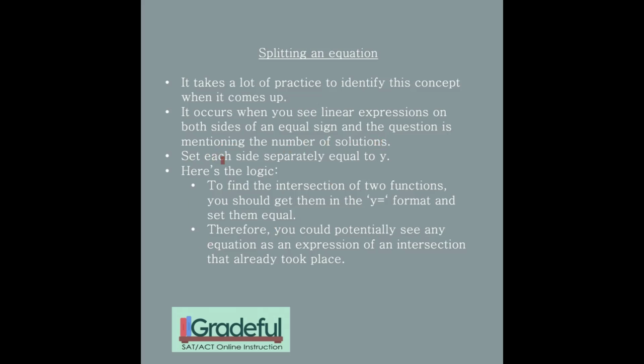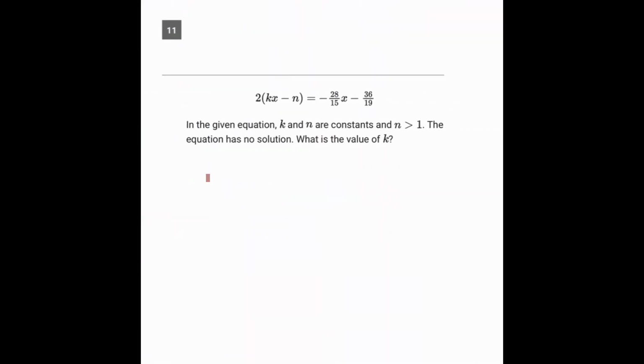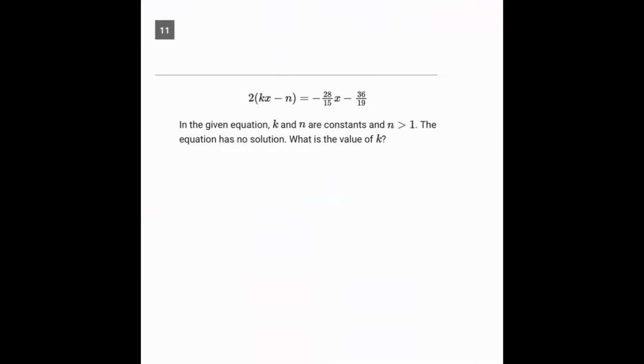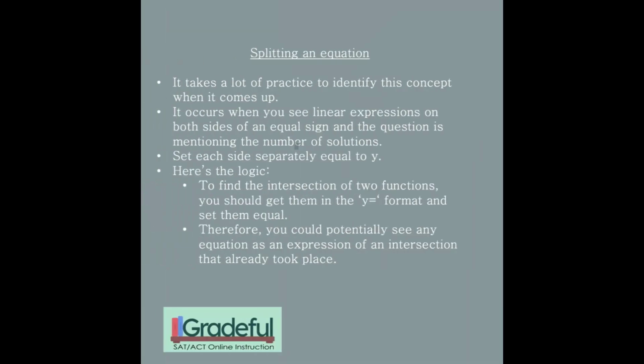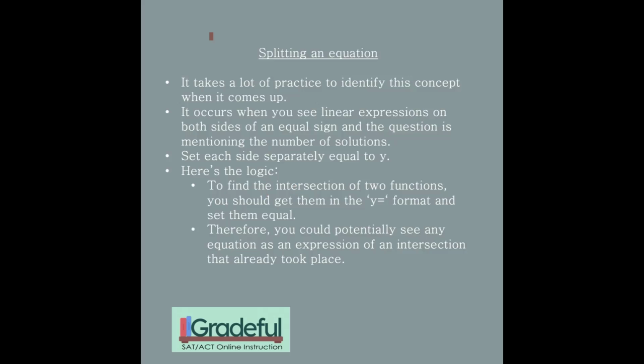In that situation, what you're supposed to do is set each side equal to a separate y. So here we're going to say y equals this red thing and y equals this blue thing. The logic is that if we were finding the intersection of two functions that are already separate, we would get them in the y equals format and set them equal. So the opposite is true.